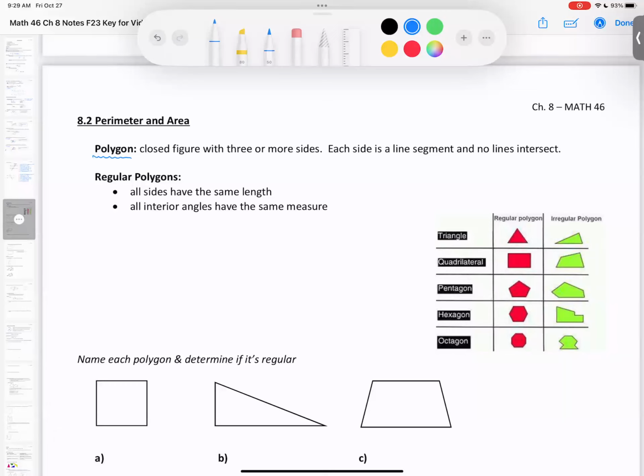It's a closed figure with 3 or more sides. So basically anything but a circle, because it has to have line segments. Each side is a line segment. So think of a shape. No circles. Okay. Within the polygons, you can have a regular polygon, which means all sides have the same length.